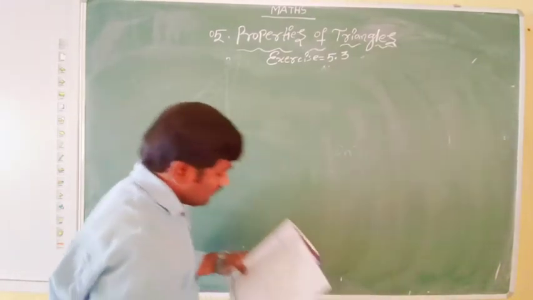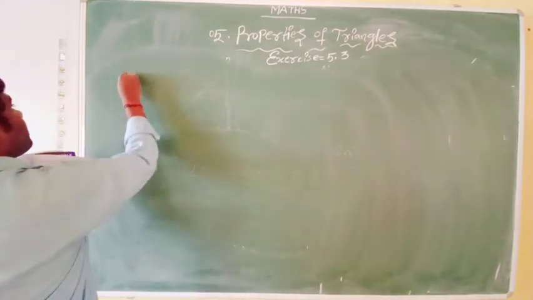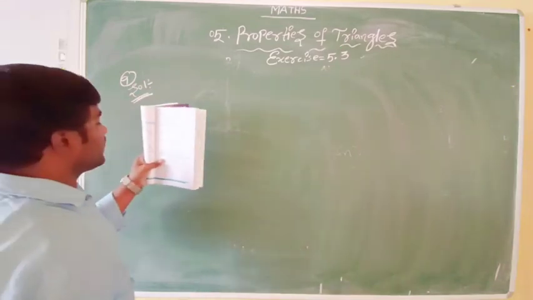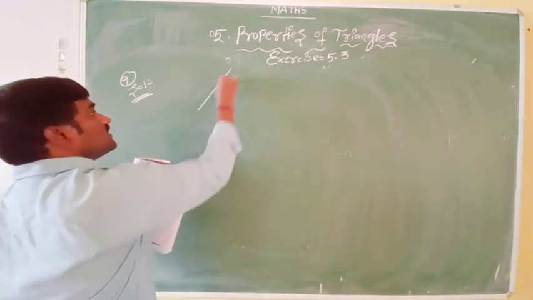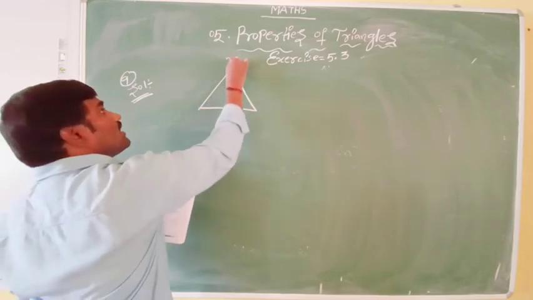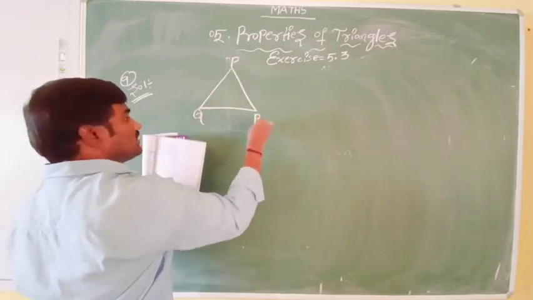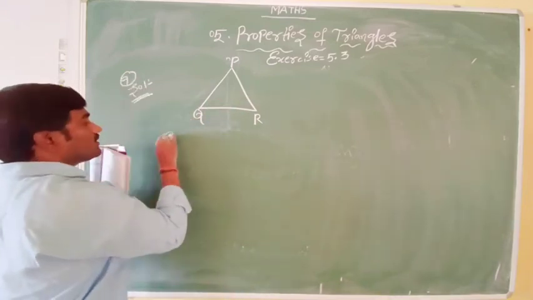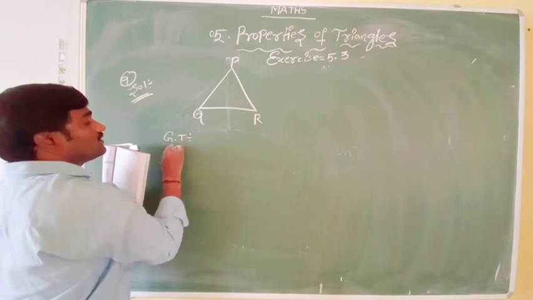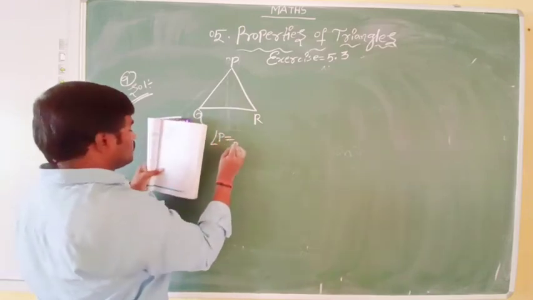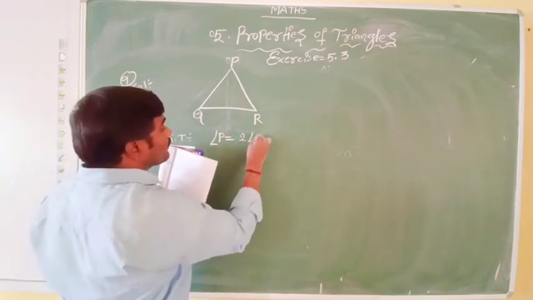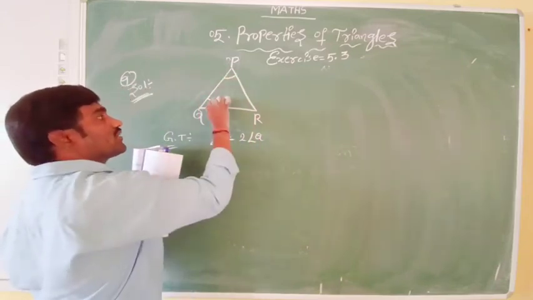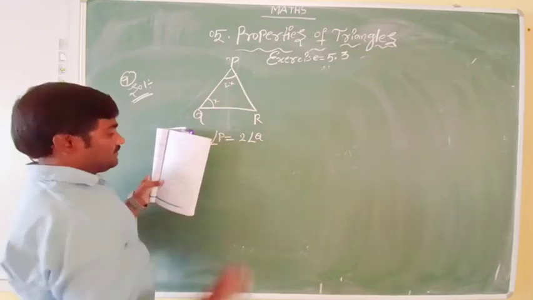Then we go for question number 9. The given things we have to write very carefully here. In triangle PQR, let's draw the triangle. This is P, this is Q, this is R. Given that angle P is equal to twice the angle Q. Angle P is double of angle Q. If angle Q is x, then P is 2x.